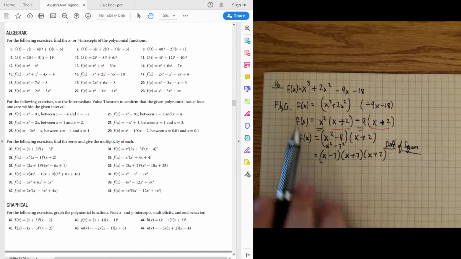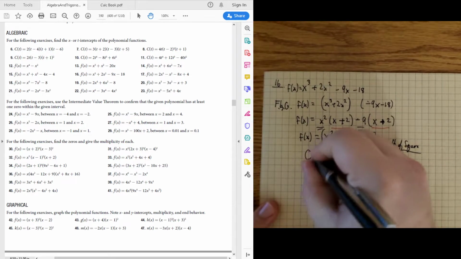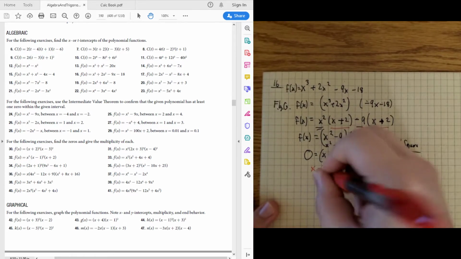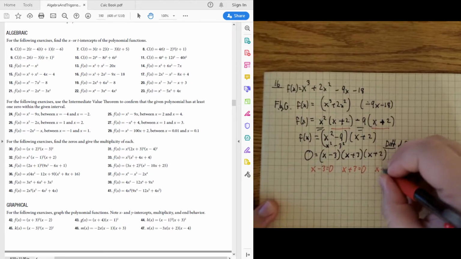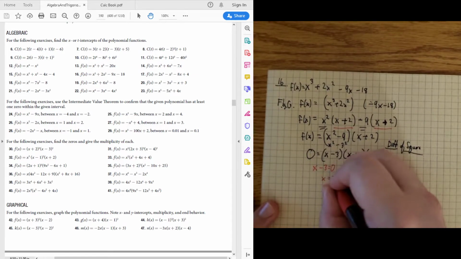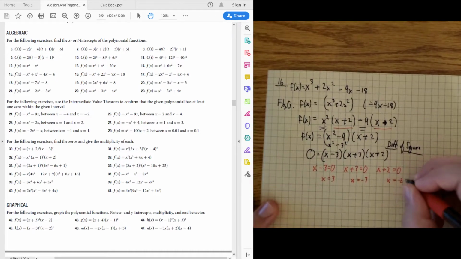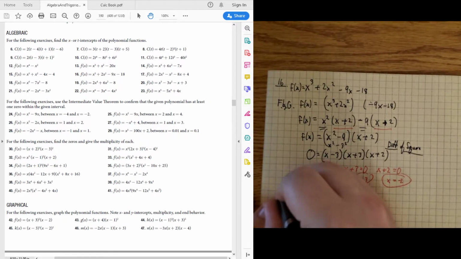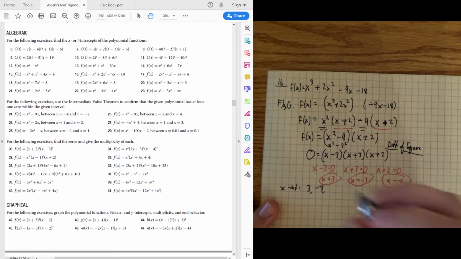So this got me from the original equation down to this factored form. And now I can use the fundamental theorem of algebra, set it equal to 0, and do my three parts. X minus 3 equals 0, x plus 3 equals 0, and x plus 2 equals 0. Which leaves me with three answers. X equals 3, x equals negative 3, and x equals negative 2. Or, as the problem specifically states, my x-intercepts are 3, negative 3, and negative 2.